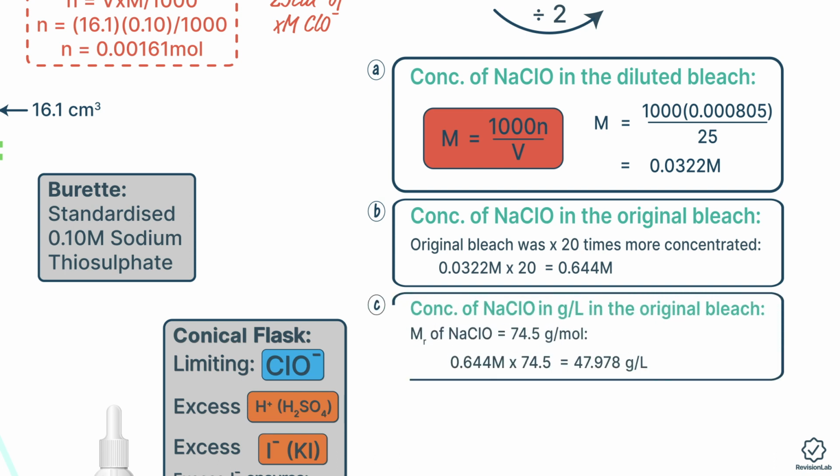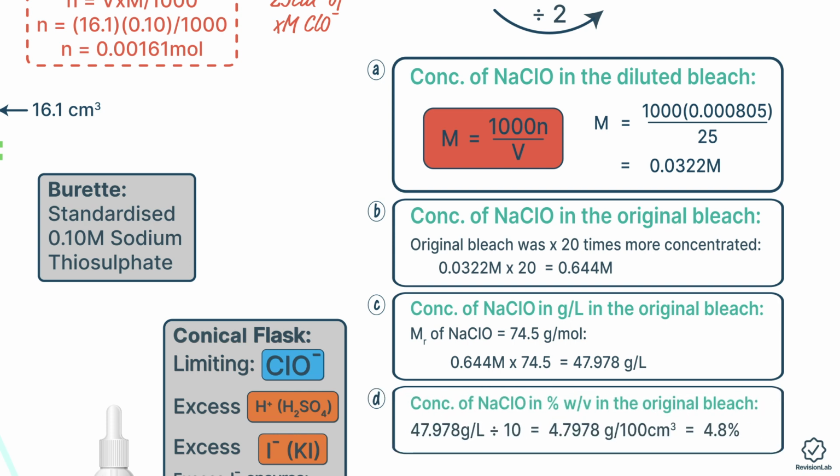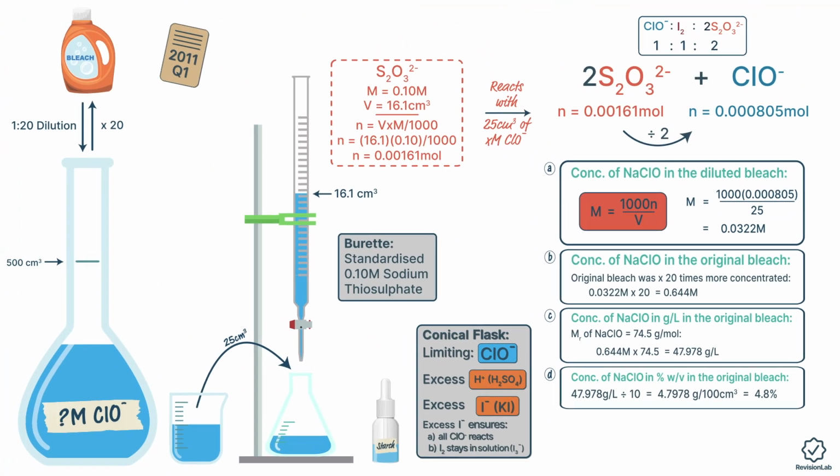For part C, to convert from moles per litre to grams per litre, we will need to multiply by the molecular mass of sodium hypochlorite, which is 74.5, and we get 47.978 grams per litre. Finally, for the last part, to express the same concentration as percent weight per volume, or grams per 100 centimeters cubed, we will simply need to divide by 10 to change from litres to 100 centimeters cubed, and we get 4.8%.